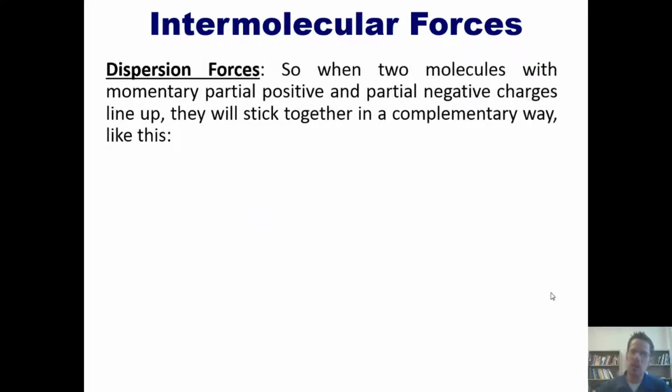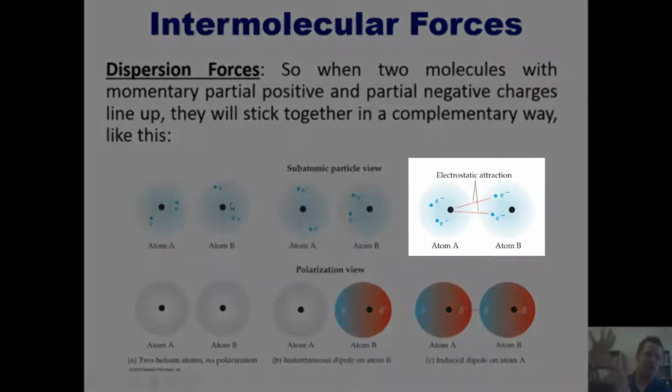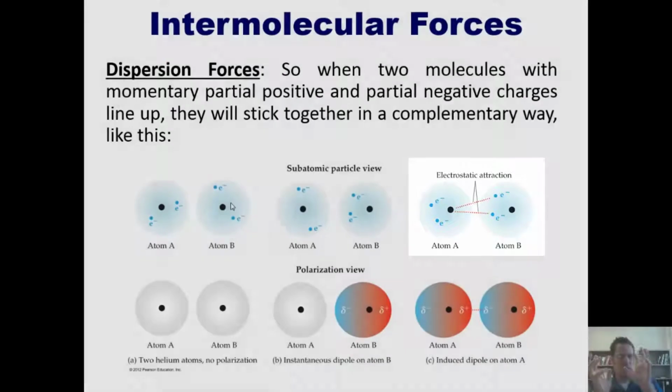So, when two molecules with momentary partial positive and partial negative charges line up in a complementary fashion, they can stick together in a complementary way like this. You can imagine, for instance, atom A and atom B having a brief moment in which all the electrons are on one side of atom A and are on the opposite side of atom B, so when they stick together, there's a momentary partial positive charge on one side of that atom and a partial negative charge on the other side of the atom, and they'll stick together.